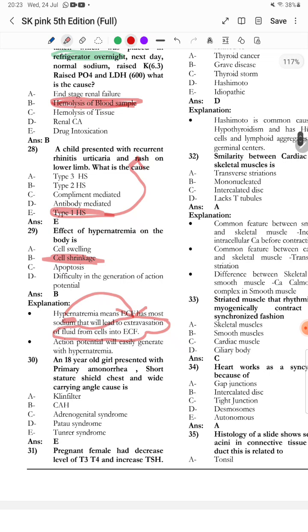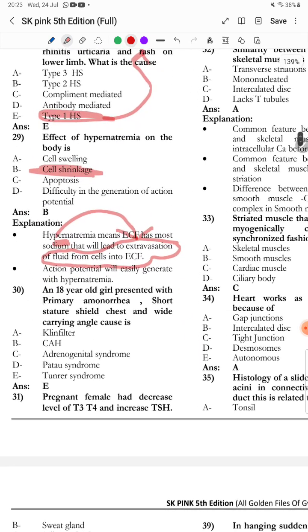fluid. An 18 years old girl presented with primary amenorrhea, short stature, shield chest, and wide carrying angle. What is the diagnosis? So it is Turner syndrome.